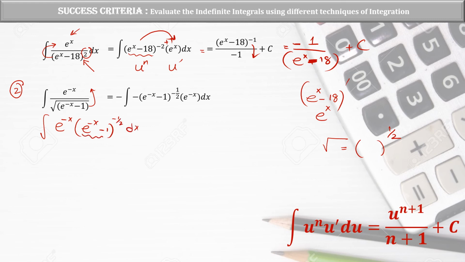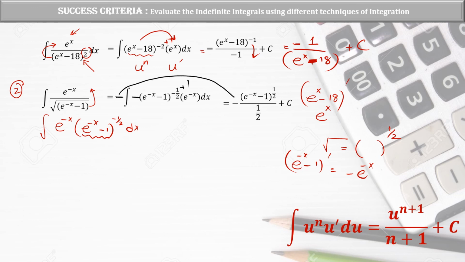Now what is the derivative of e to the power minus x minus 1? It is minus e to the power minus x. So you can see that the minus is missing. If the minus is missing, we write it inside and outside the integral sign. Now everything is in its place. We will just add 1 to the power using the power rule of antiderivative. So don't forget to write this minus here.